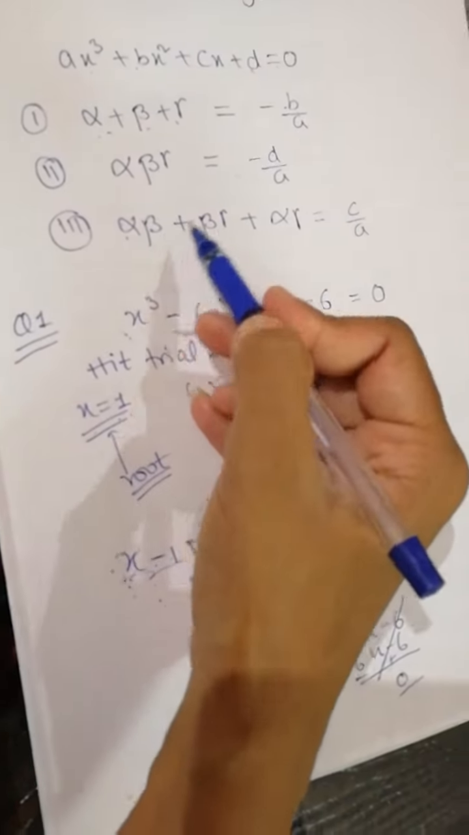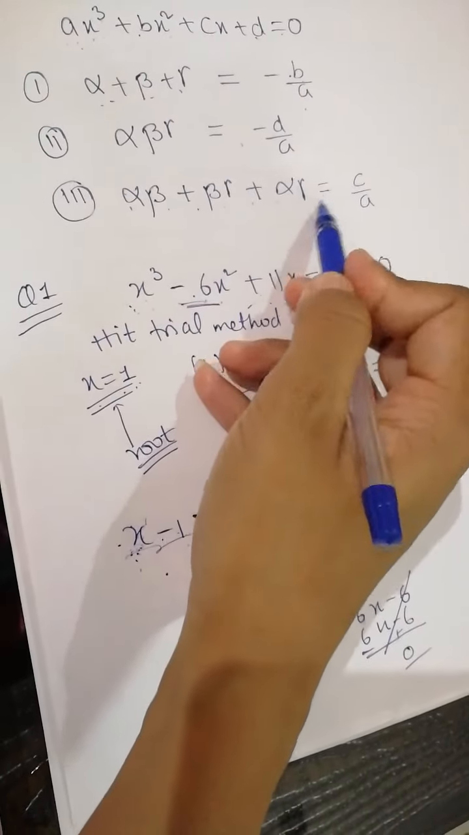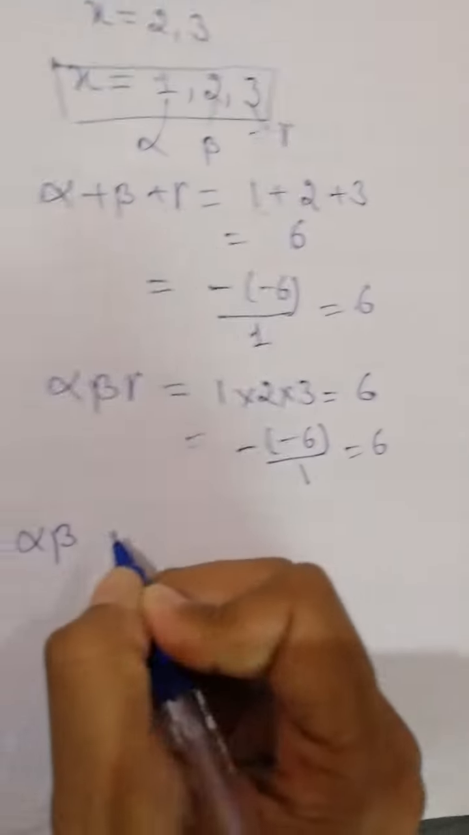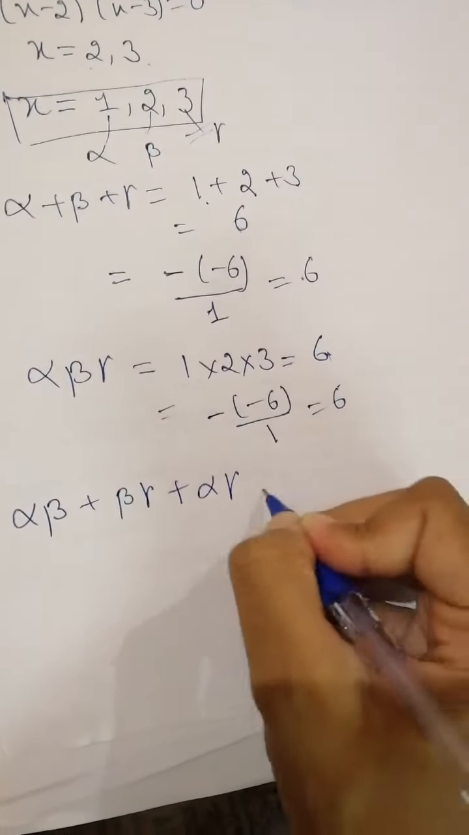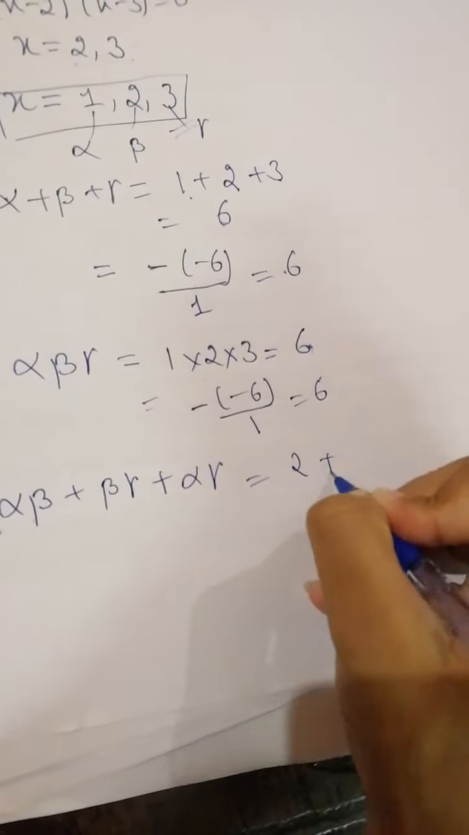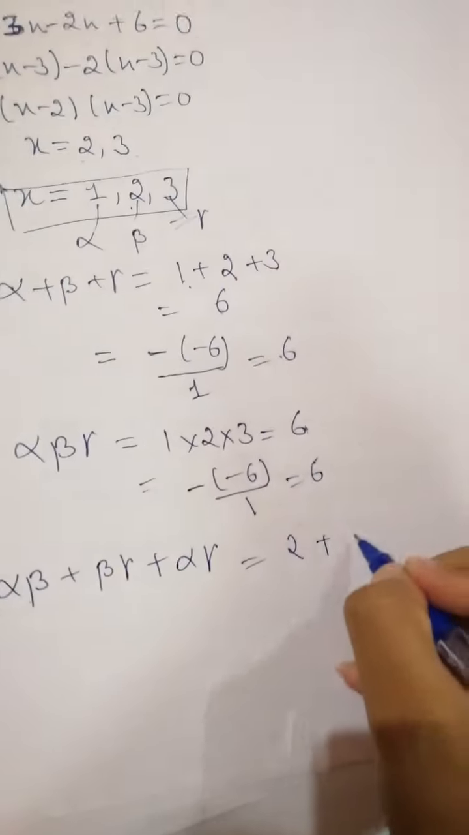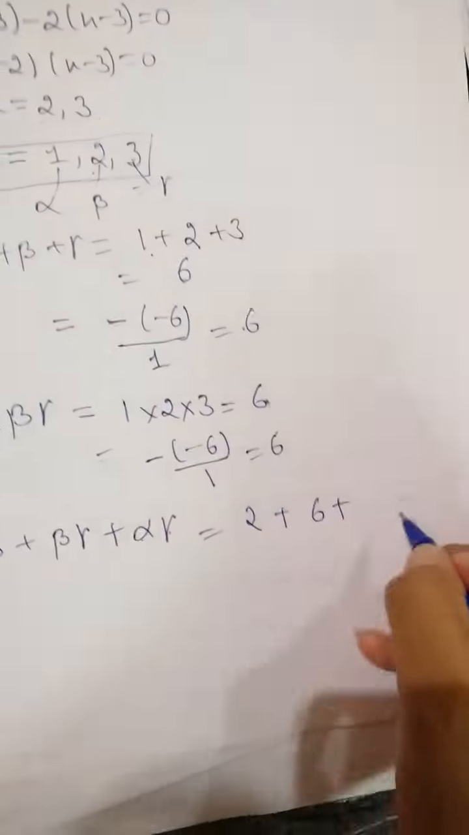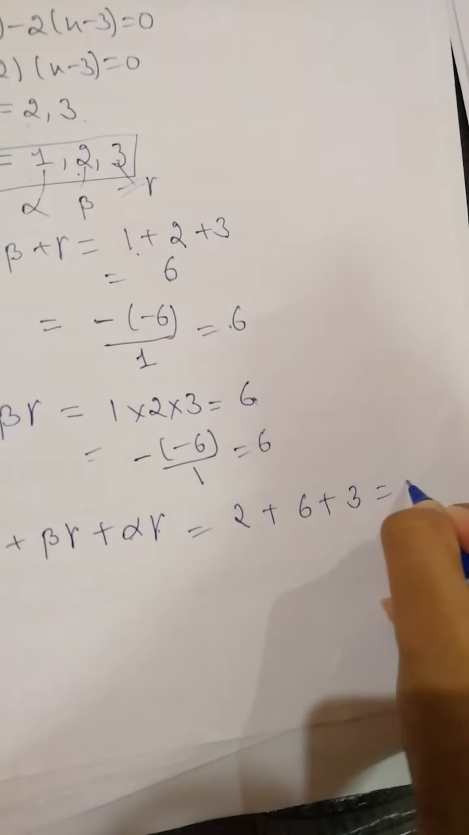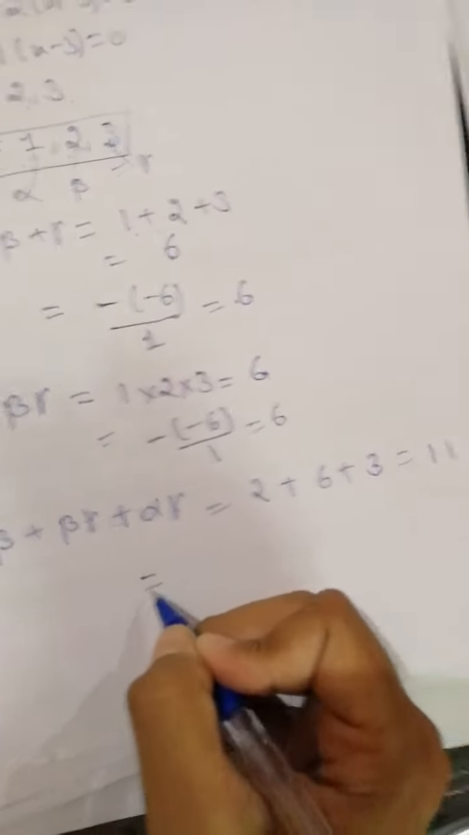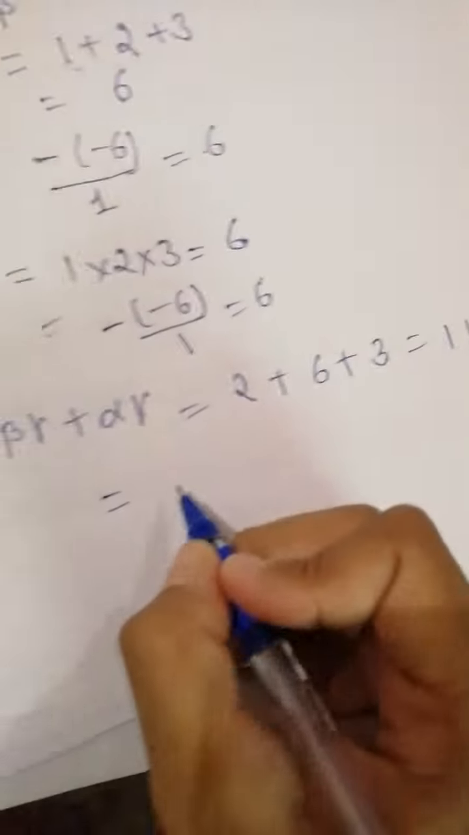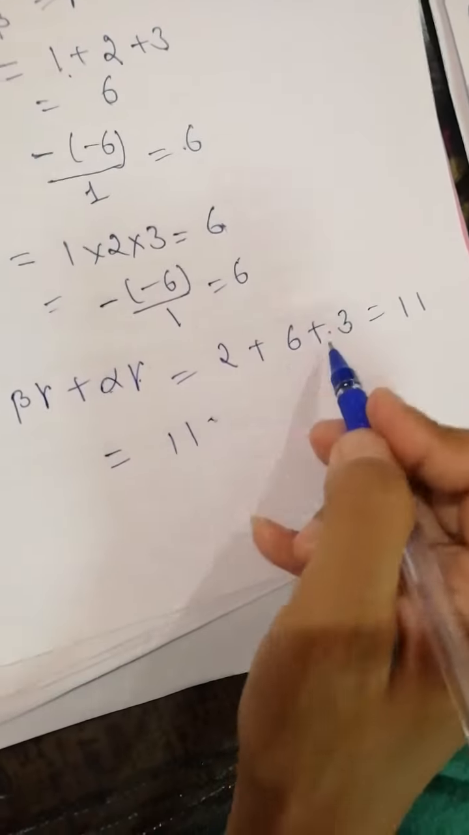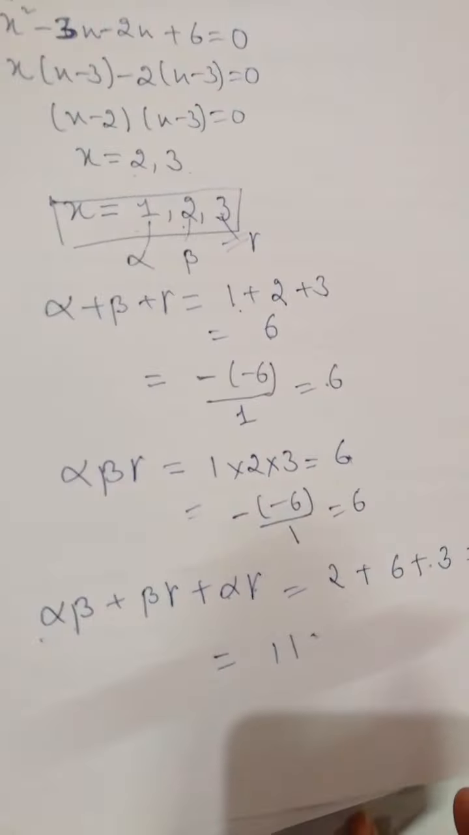The third one is alpha beta plus beta gamma plus alpha gamma is c upon a. So now I have to multiply alpha beta plus beta gamma plus alpha gamma. Alpha beta is 2, beta gamma is 3 2s are 6, and alpha gamma is 3 1s are 3. So it will become 6 plus 3 plus 2, that is 11. Now according to the formula it is c upon a. What is c? c is 11, a is 1. So I'll write 11. So this also verifies it. So this is how we can solve a cubic polynomial.